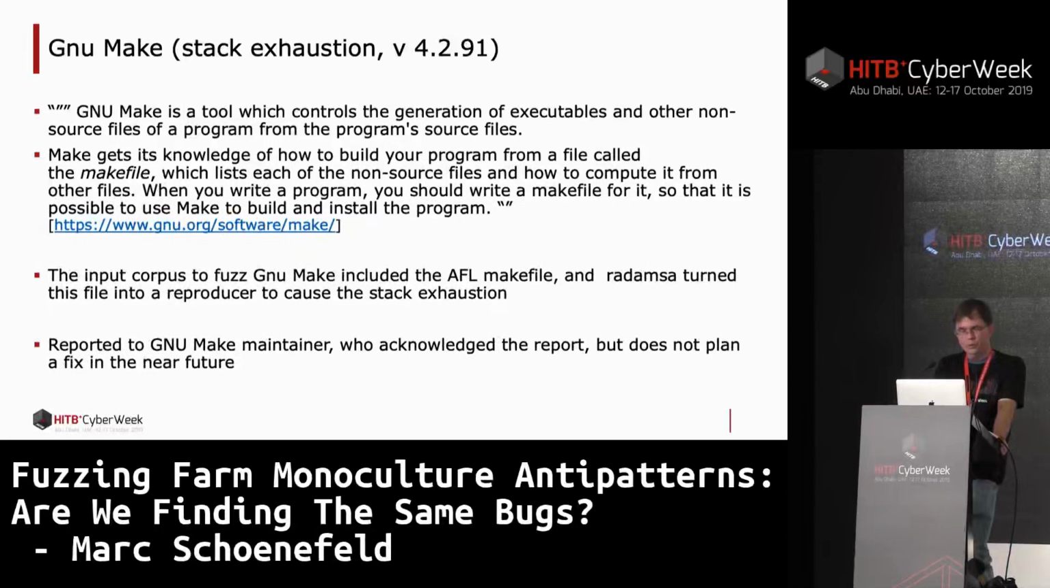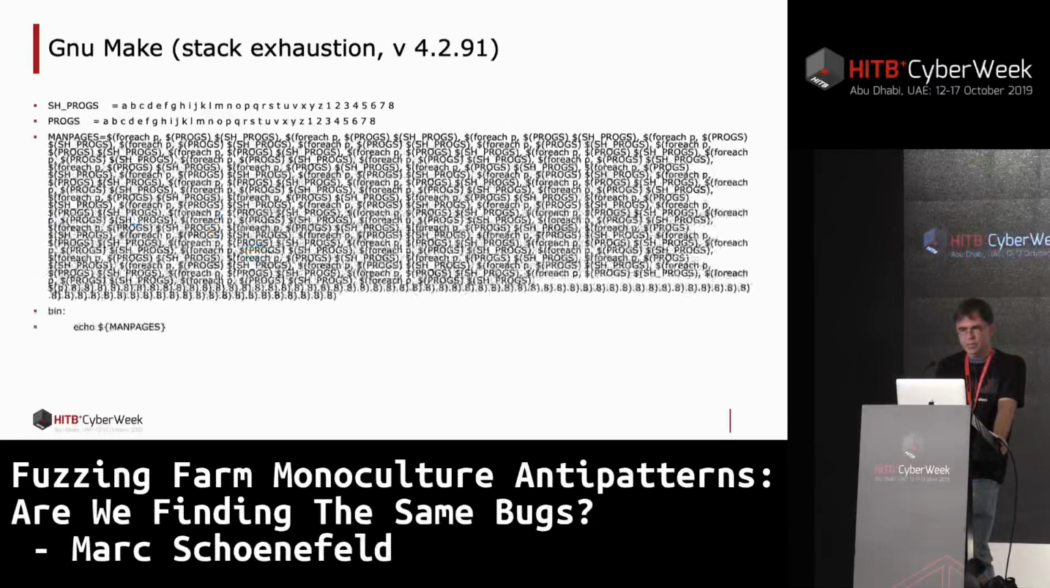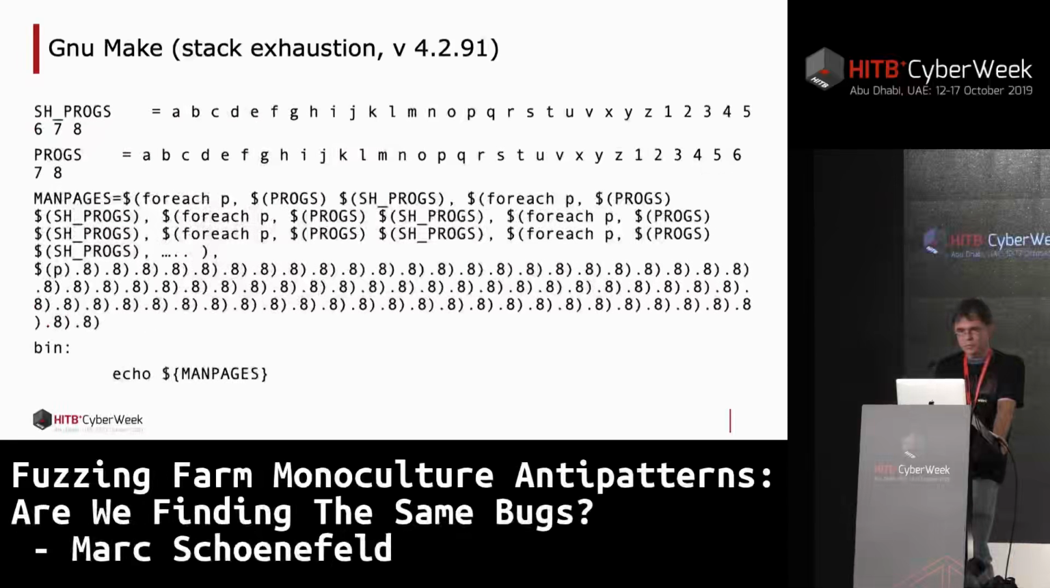That was reported to the GNU maintainer, who acknowledged the report, said it would probably be difficult to implement a recursion depth limit in the near future, but he also sees no urge to do that quickly. So where does the stack exhaustion occur? It occurs in the foreach construct of GNU Make. If you have nested foreaches, the stack runs out of what is available.